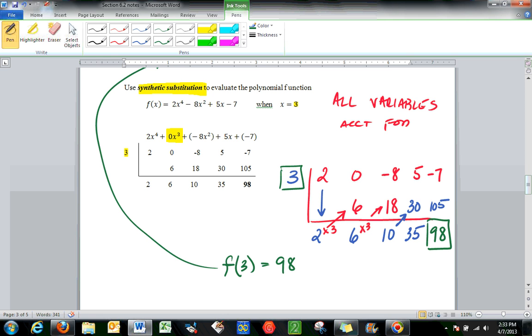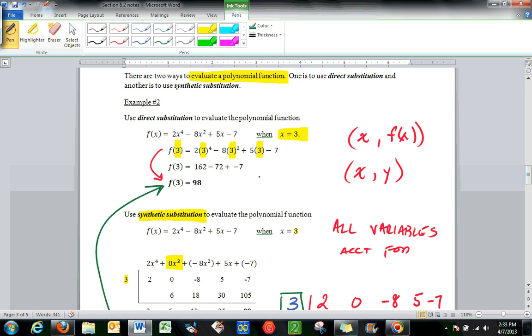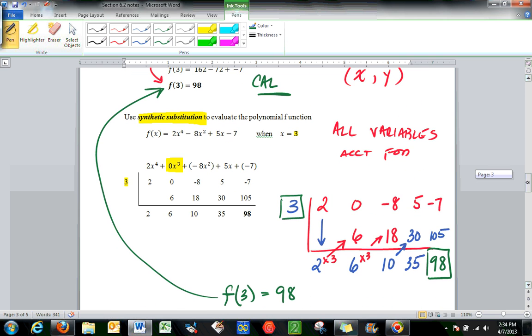to do two types of substitution. Direct substitution, where you plug it into the function and use your calculator. So this is, you're simply going to use your calculator. And synthetic substitution, where you have to set up this process without variables and come to your final answer.